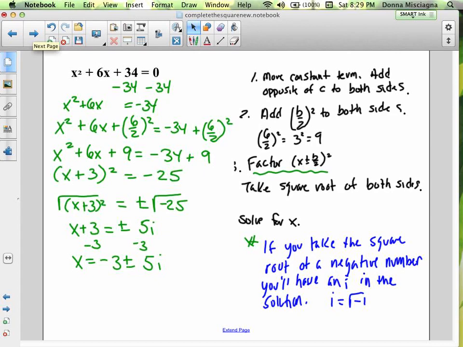And we're done with this one. There's our answer, negative 3 plus or minus 5i. So one solution is negative 3 plus 5i. The other solution is negative 3 minus 5i.